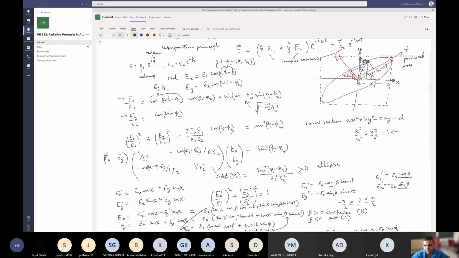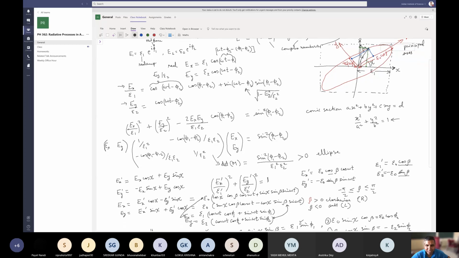Okay. So this Ex, Ey were general amplitudes along any general x and y axes, and Ex prime and Ey prime were the amplitudes along the principal axes, with their amplitudes epsilon naught cos beta and minus epsilon naught sine beta. This minus sign is more of a convention. Okay.